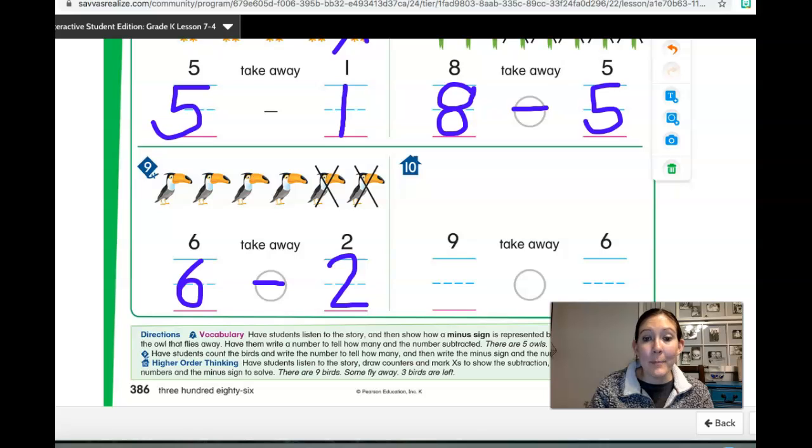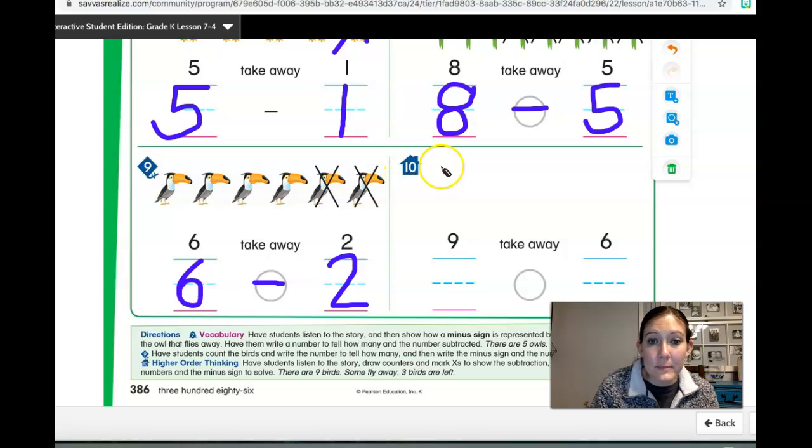Now for number 10, house, listen to this math story and I want to see if you can write a picture and the math words, or the math phrase, that matches. I want you to draw counters and X some of them out to show the subtraction. And write the numbers and the minus sign to solve it. There are 9 birds. 6 fly away. Can you show that?